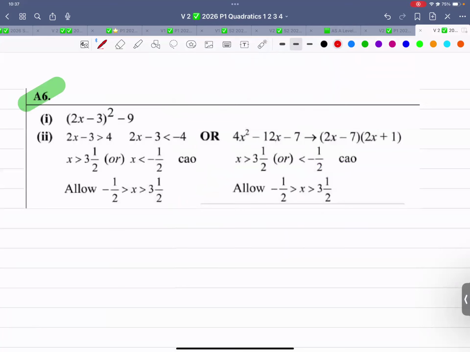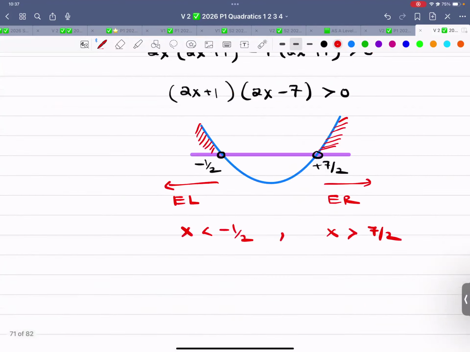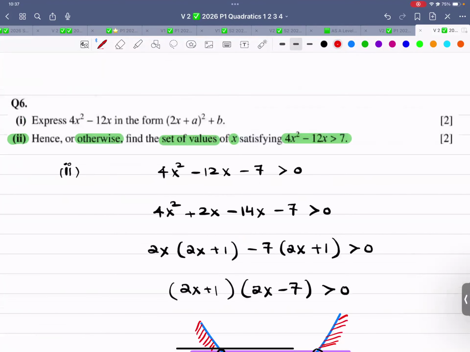And they have given so many answers. Okay, so x is greater than this thing, x is this, allow. I don't know why they are allowing it. That's a good question. So that is the answer for this particular part.